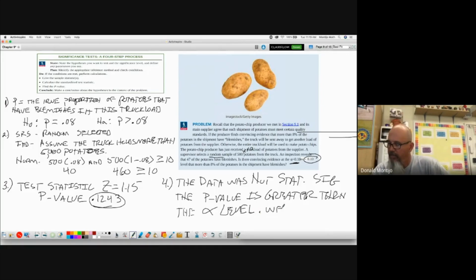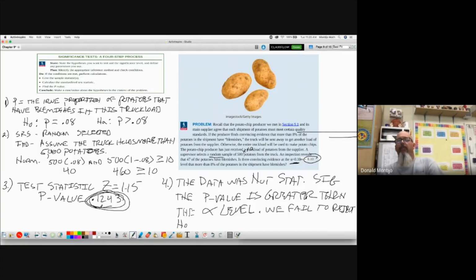So we fail to reject the null. Therefore, we keep the batch of potatoes. Okay. Since this p-value is not all that unlikely, what does this p-value mean?